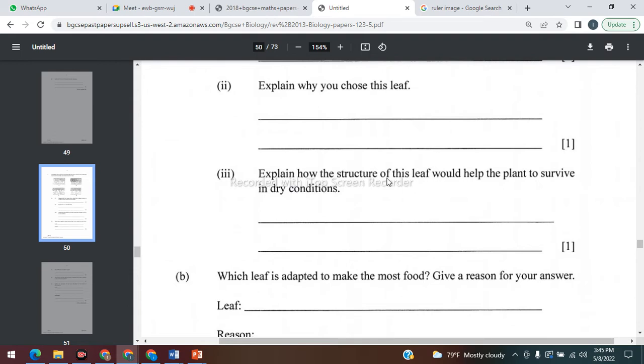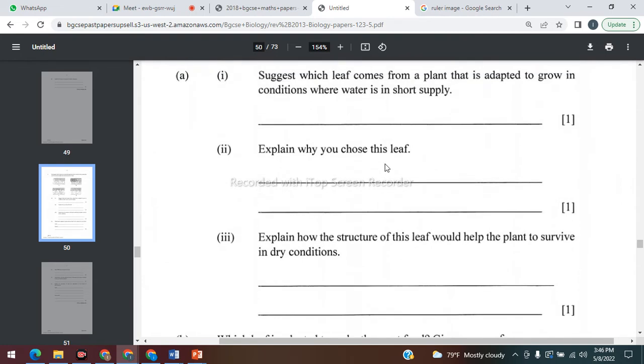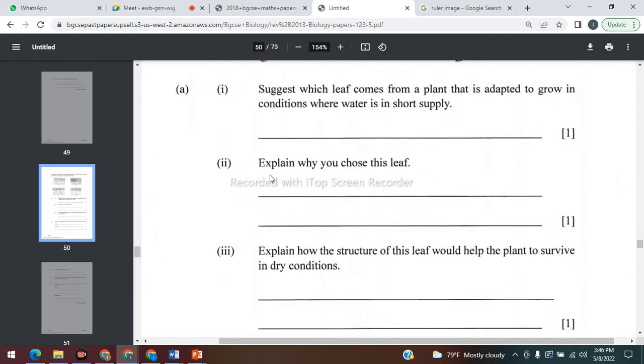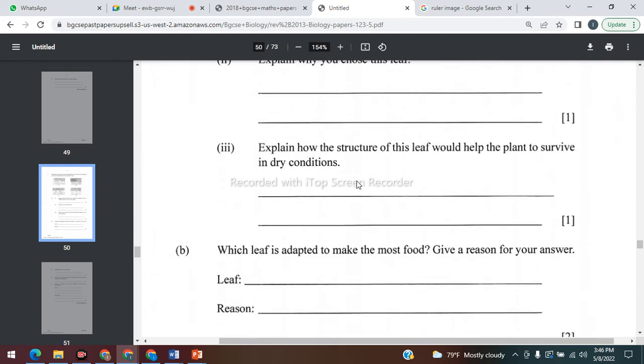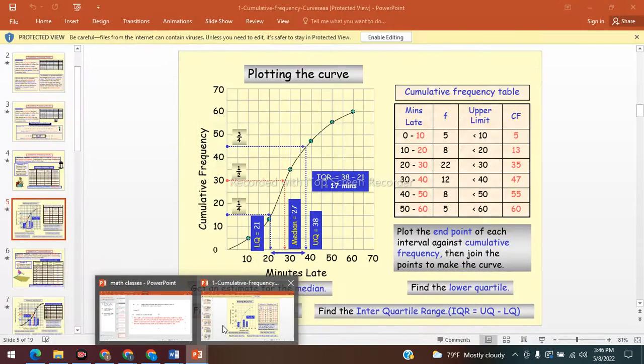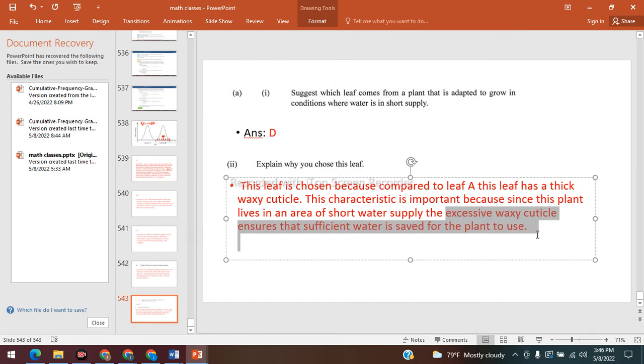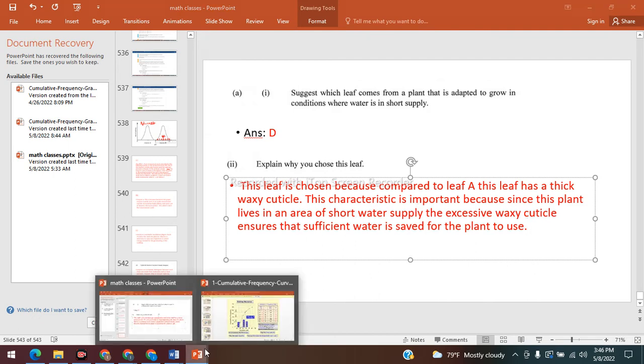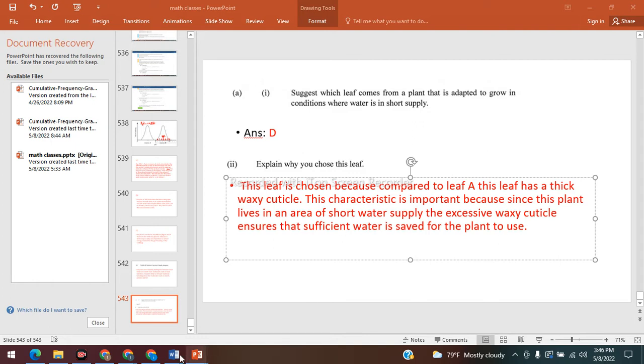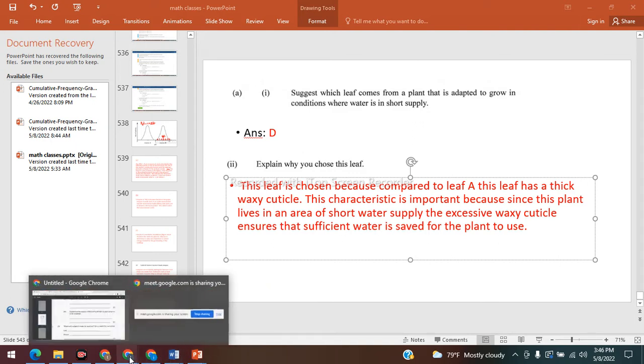Because they say explain how the structure of the leaf would help the plant to survive in dry conditions. So the answer for this one is supposed to be because it has a thick waxy cuticle, and the answer for this one would be the same thing I have here, connecting the waxy cuticle to its conservation of water. You know what I'm saying? Like I answered it ahead of time. Yeah, I understand. Okay, Nancy, you get it? Yeah, true. You sure?